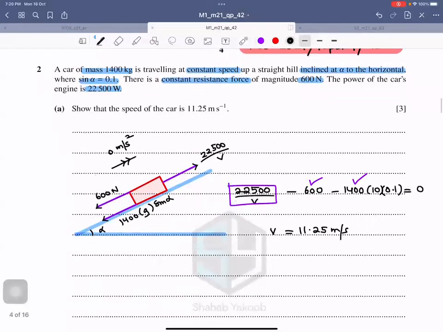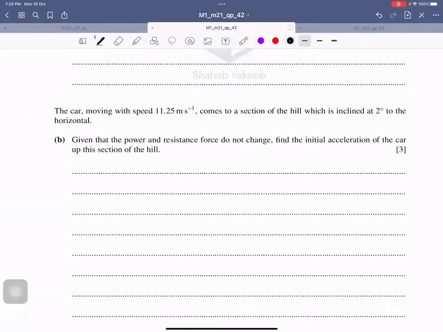Let's move to the second part. What does it say? Now it says the car is moving with a speed of 11.25, and comes to a section of a hill which is inclined at 2 degrees to the horizontal. So again, another inclined section, but now the angle is different. Of course, these diagrams are a bit exaggerated. This is 2 degrees. And it says the power and the resistance force do not change. Find the initial acceleration of the car.